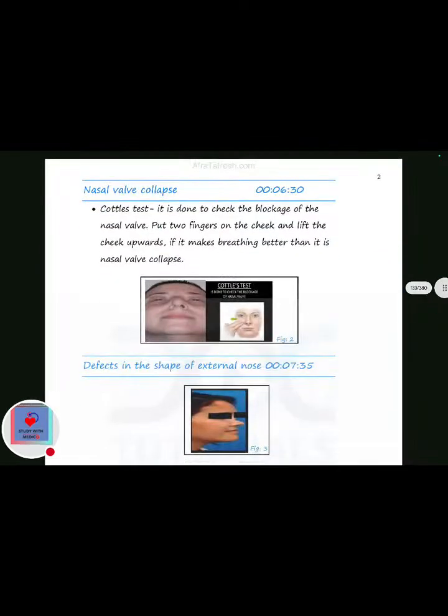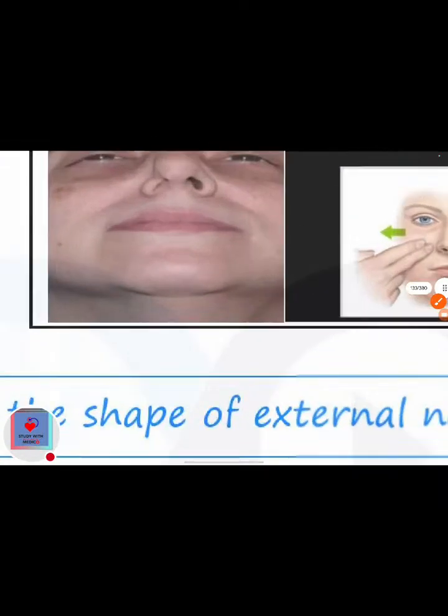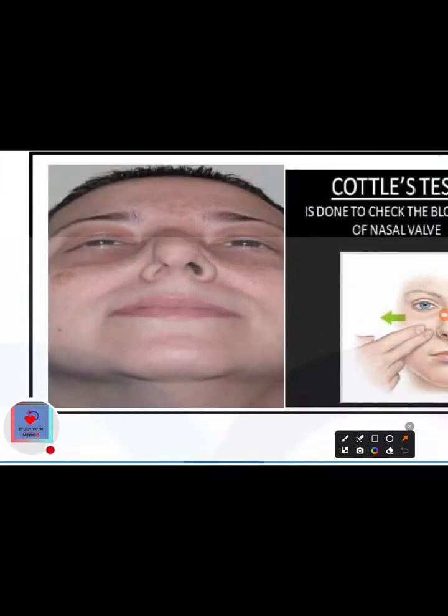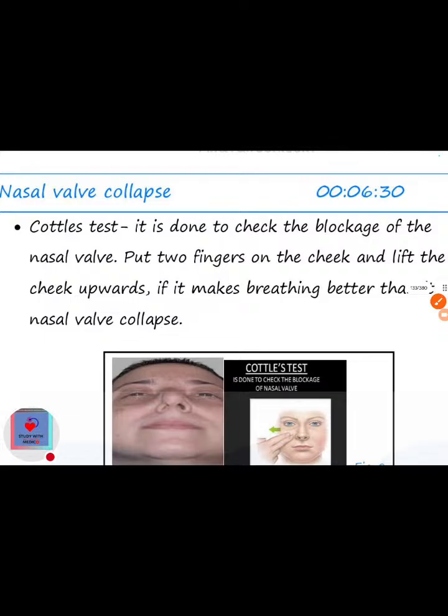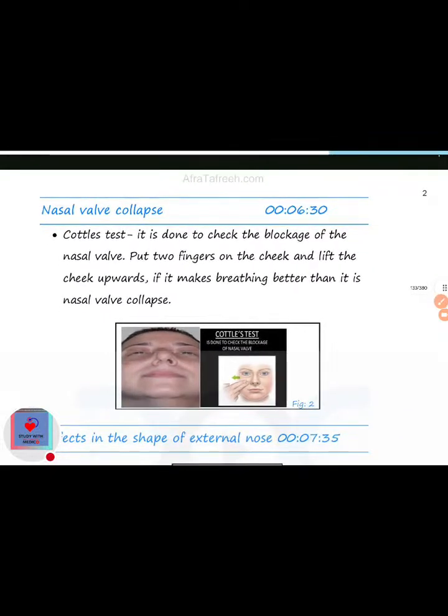Let's talk about the nasal valve. What will happen if the nasal valve is collapsed? You can see this picture. In this picture, this is the nasal valve. If it is collapsed, the outer boundary is collapsed. The inner boundary is formed by the nasal septum, while the outer boundary, the limen nasi, is collapsed. If the nasal valve is collapsed, the person cannot breathe. So there will be obstruction in breathing.